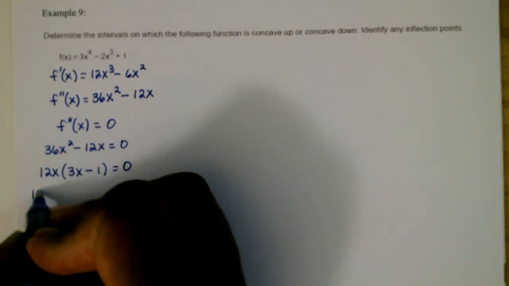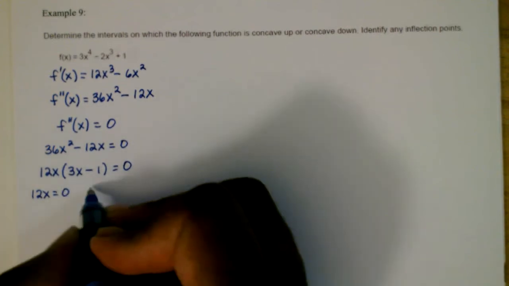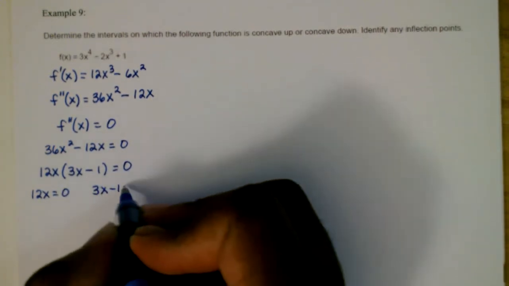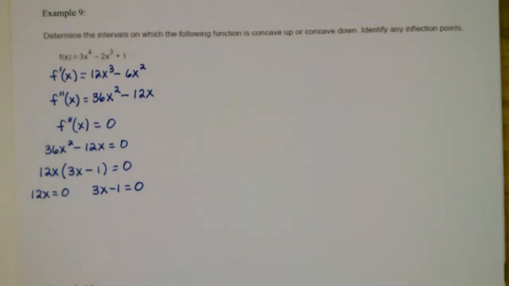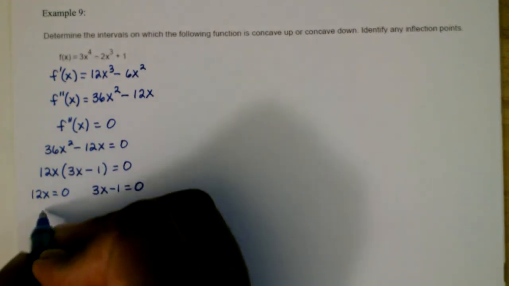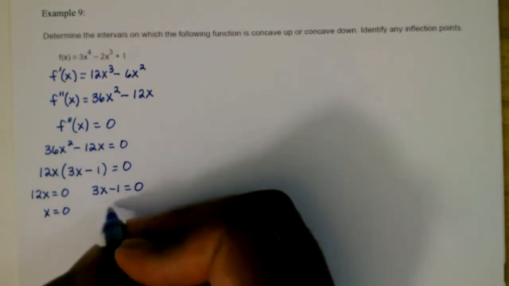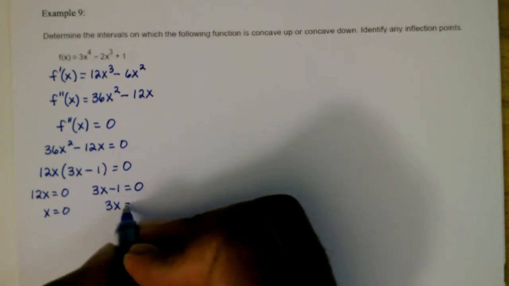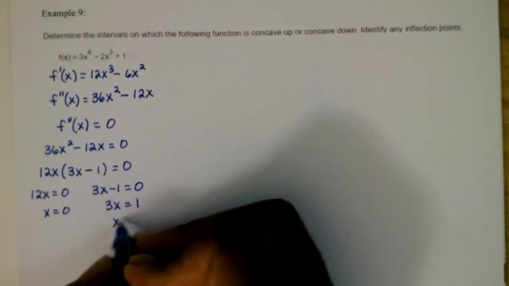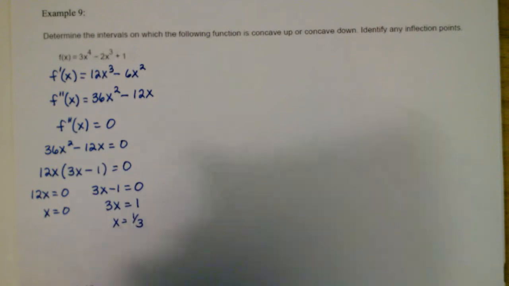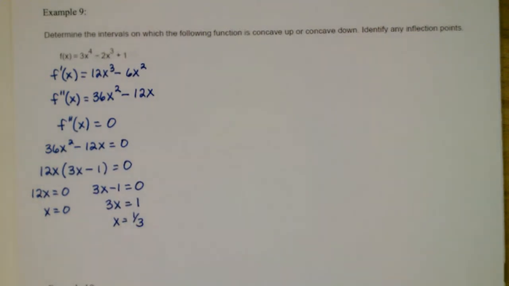So I'll have 12x is equal to 0, and 3x minus 1 is equal to 0. We solve for x. For 12x equals 0, that means x is equal to 0. But 3x minus 1 equals 0 means 3x is equal to 1. Divide both sides by 3, you'll get x is equal to 1/3. So these are my two possible points of inflection: x equals 0 and x equals 1/3.